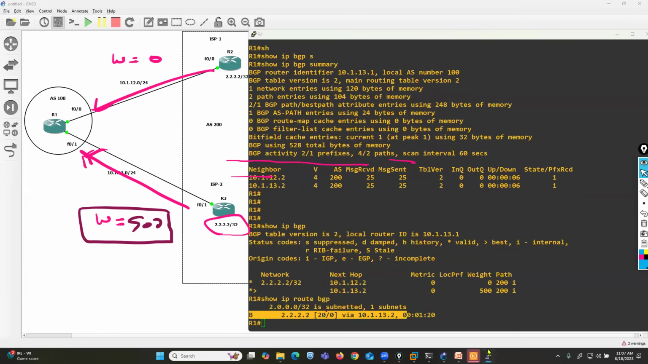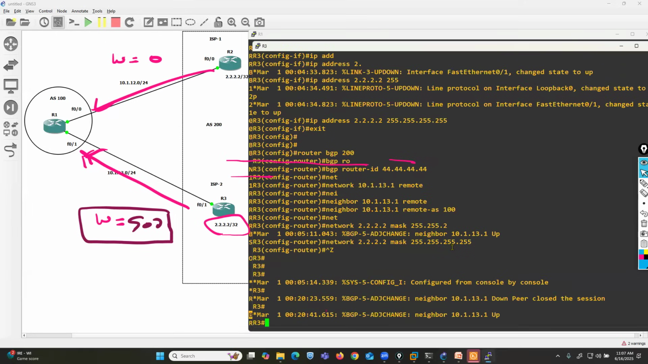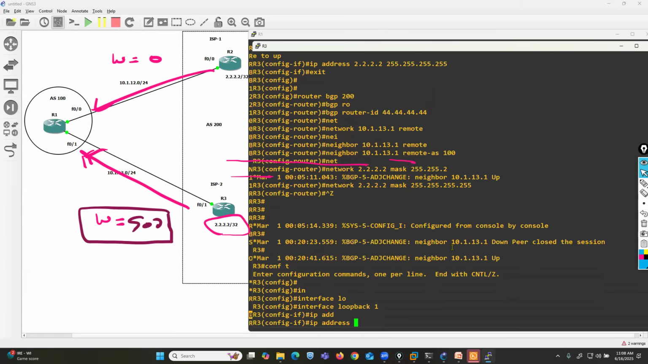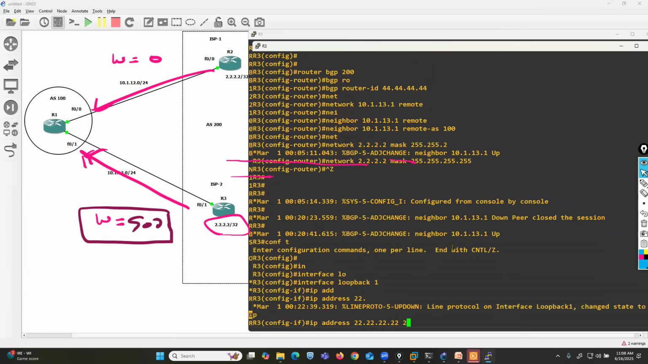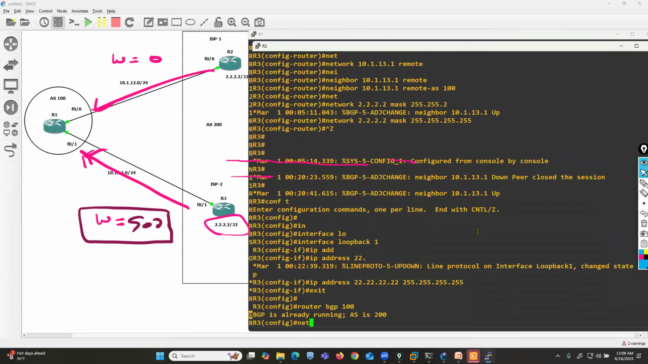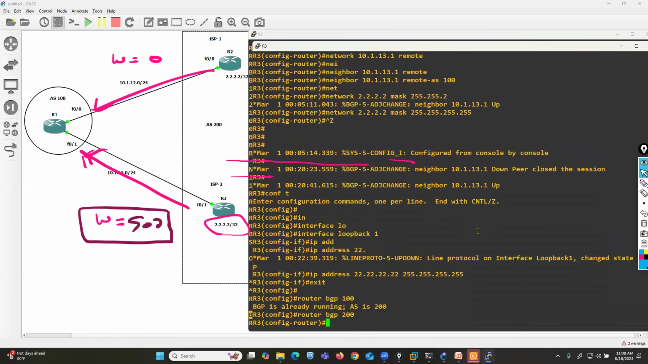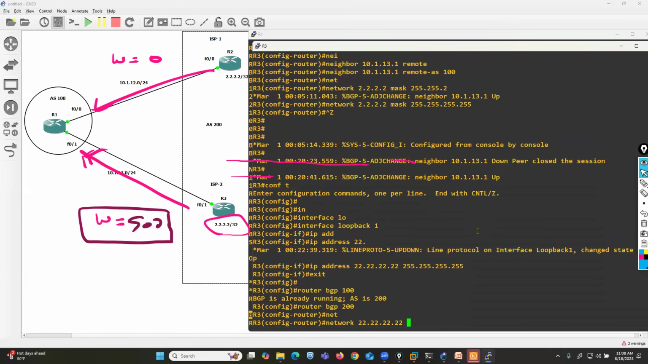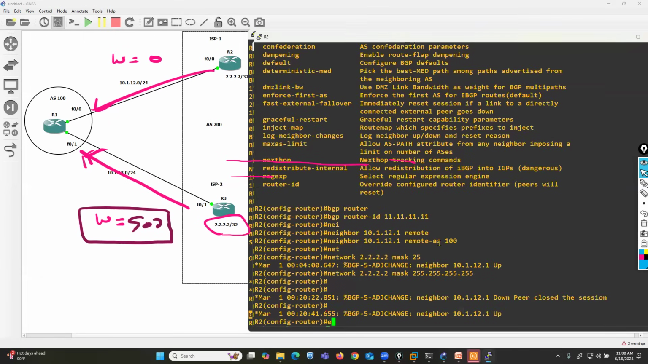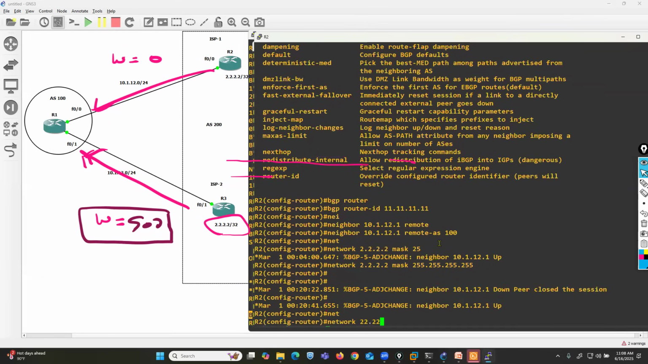Let's go to R3 and create a new loopback. For example, interface loopback 1, IP address 22.22.22.22. And I'm trying to advertise this route in BGP: network 22.22.22.22 mask. Let's go to R2 also. I have the same destination. Network 22.22.22.22 mask.